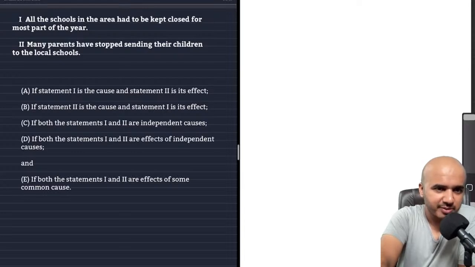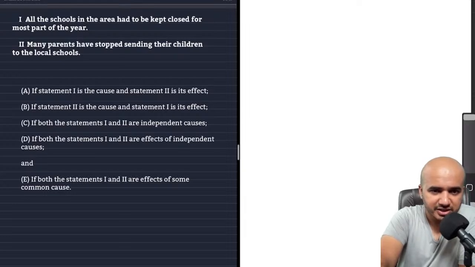If statement 1 is the cause and statement 2 is its effect, option A. If it is vice versa, then option B. And if statements 1 and 2 are independent causes, then option C. And if they are effects of some independent causes, option D. And finally, if both the statements 1 and 2 are effects of some common cause, then option E. So this is how we are supposed to identify the answer.